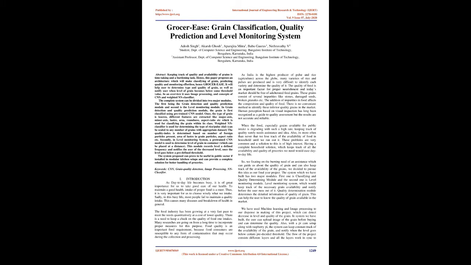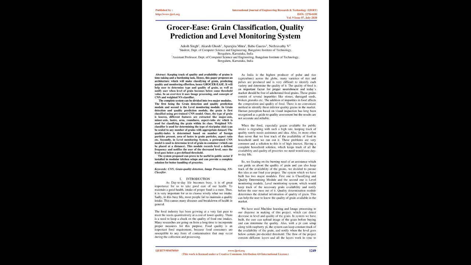In the grain detection and quality prediction module, the grain is first classified using a pre-trained CNN model. Once the type of grain is known, different features are extracted like major axis, minor axis, lustre, area, roundness, aspect ratio, etc., which are used for classifying the grain within its class.